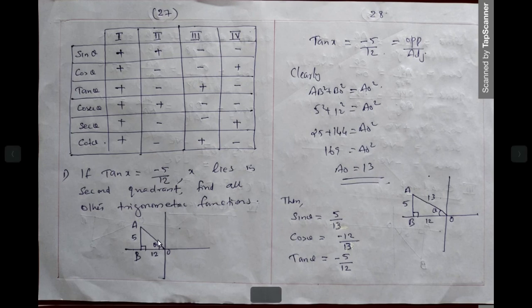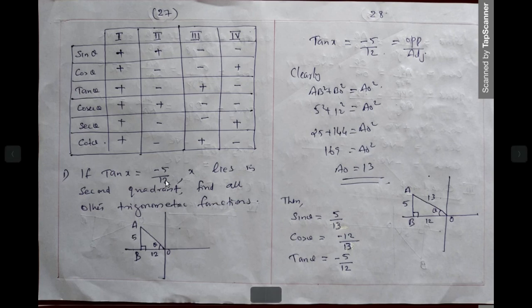Tan means opposite side by adjacent side. So opposite side can be taken as minus 5, but only the quantity is marked here. You imagine that this is minus 5. Actually this is minus 5, but we can take the length as a positive quantity only. That is why I marked it here as only 5, but actually it is minus 5.